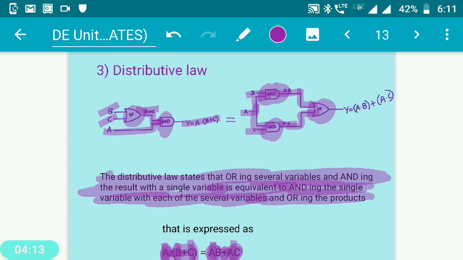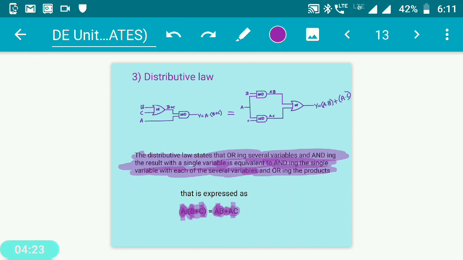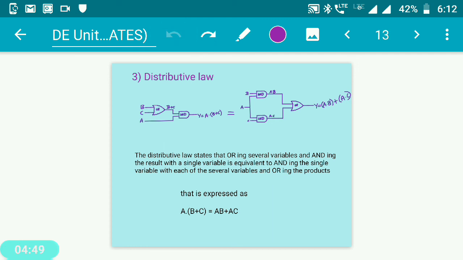I hope you understood this distributive law. The meaning of these two logic diagrams and the equality sign between them is that the left side logic diagram is equivalent to the right side logic diagram. The answer for A and B or C will be equal to A and B or A and C. Whichever way you write it, the answer is going to be the same. The answer is not going to change, and that is what the distributive law is all about. I hope you understood the distributive law.